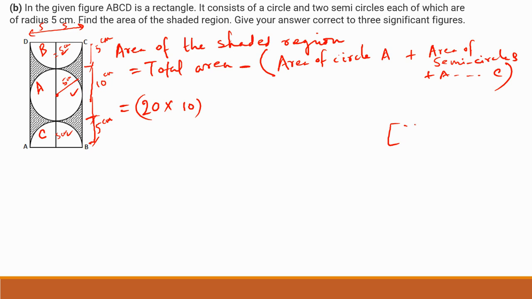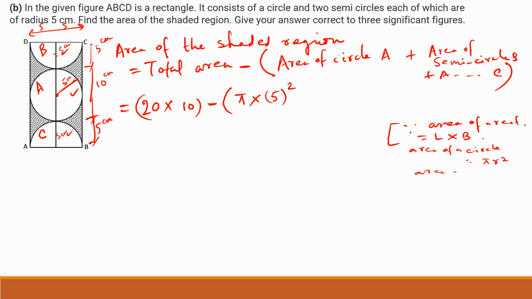Here in the bracket you can write, since area of a rectangle equals length times breadth. Okay, this you can write in bracket after you finish this line. So minus area of circle A. What is area of a circle? It's pi r square, right? So you have to write pi r. What is r? Radius is 5 centimeter. So you can write 5 square. Okay. You can also write area of a circle in this bracket equals pi r square, and area of a semicircle equals half times pi r square.